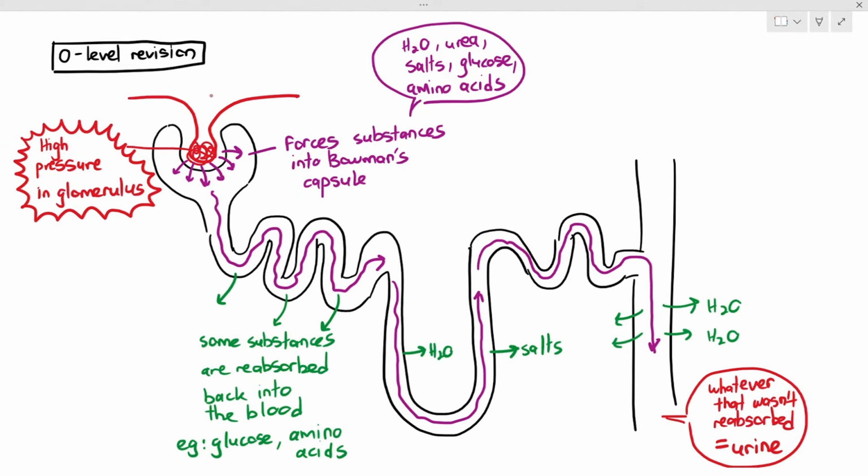Some students might think, oh wow, this is quite easy. I'm like, no, this is O levels. So this is just a simple diagram to explain how urine is formed. The A level portion is going to be in the next video.